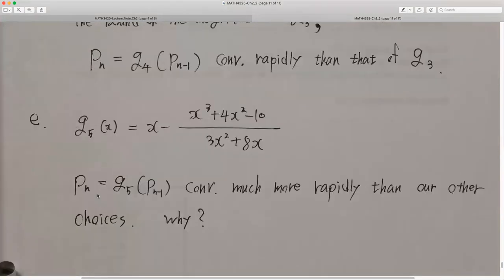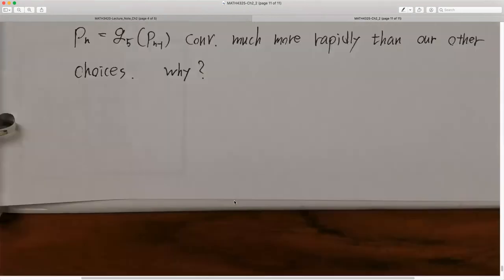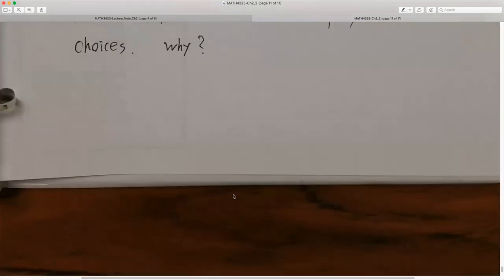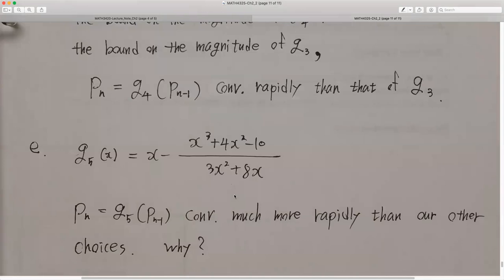Okay, so now E, that's the best. Why? G sub 5 is defined with the top of the fraction being the function f of x and the denominator being f prime, right? It converges much more rapidly than our other choices. Why? That's the next topic in section 2.3. I'm going to cover that next time. Okay, let me stop here.